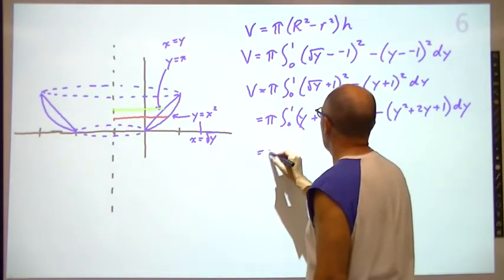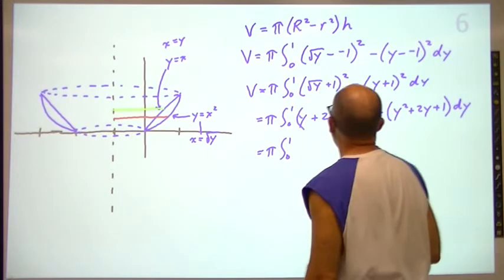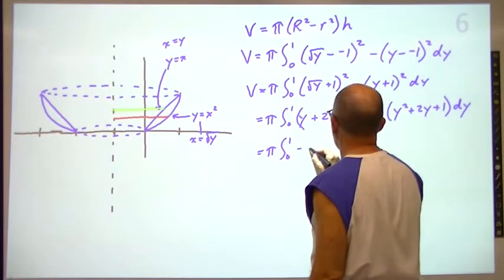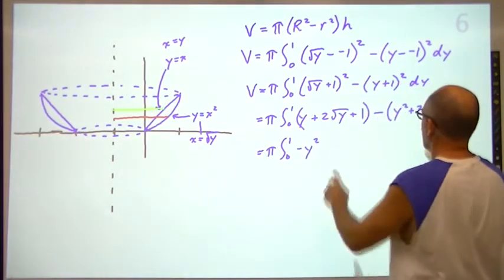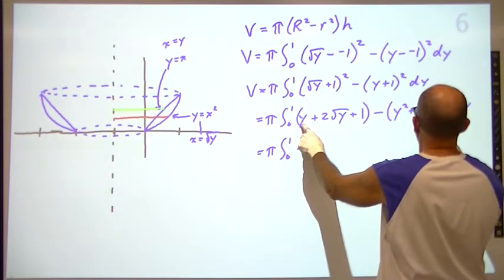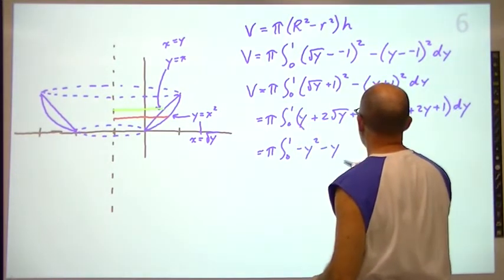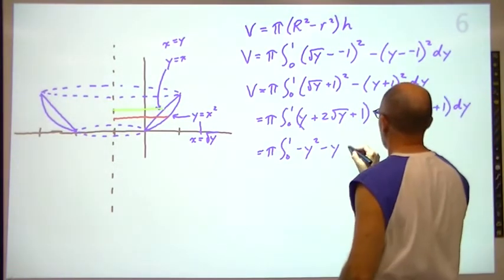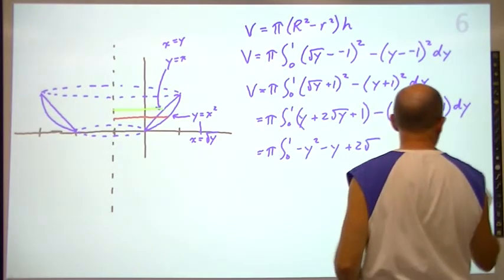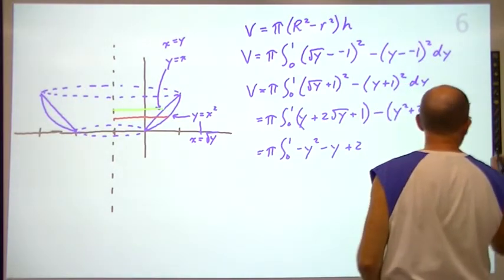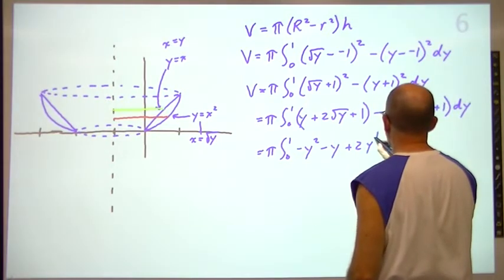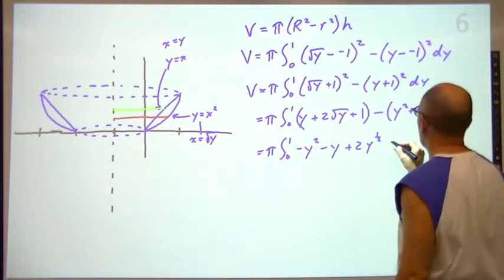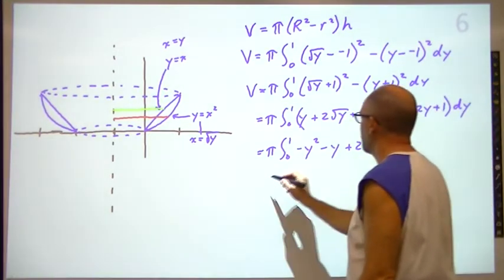Okay, so this equals pi times the integral from 0 to 1 of, let's see, we have a negative y squared. We've got y minus 2y, which is minus y. Then we've got 2 square root of y. Let's make it 2y to the 1/2. And then we've got 1 minus 1, which is 0. So that's it. Time for the integration.